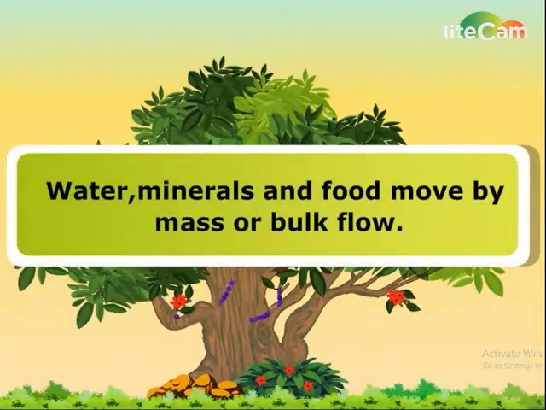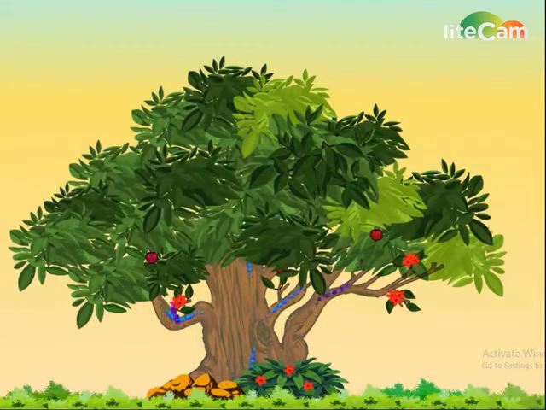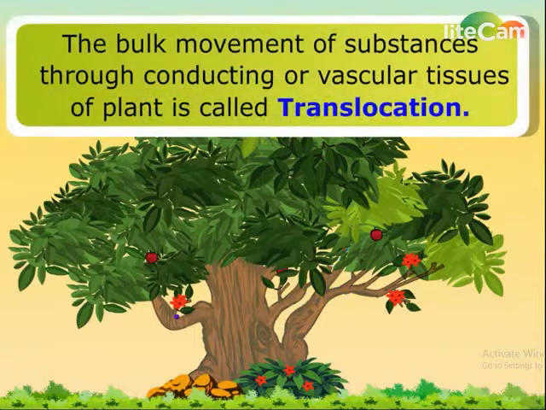Water, minerals and food generally move by mass or bulk flow system. In the mass flow, all substances, whether in solution or in suspension, are swept at the same pace. The bulk movement of substances through conducting or vascular tissues of plant is called translocation.